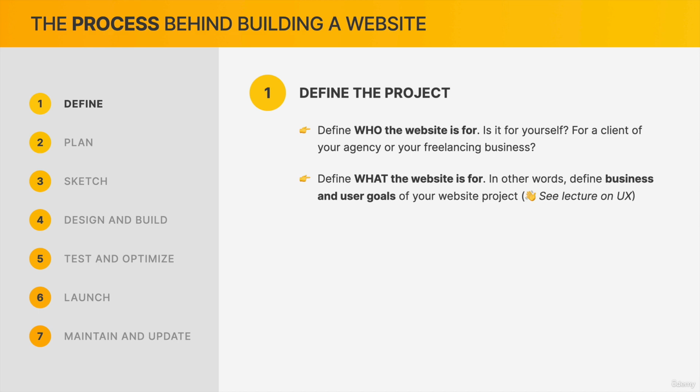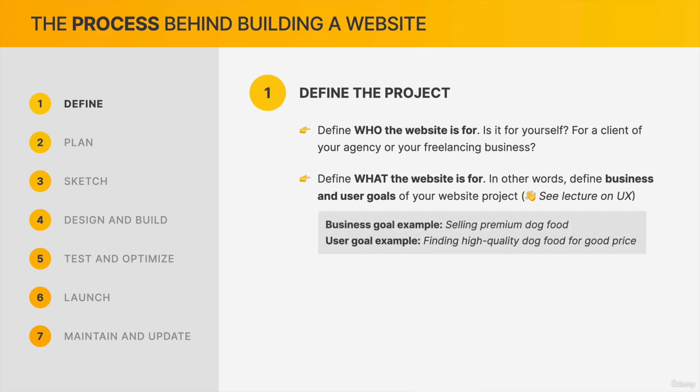So let's take as an example a company that produces premium dog food. So when this company sets out to create a new website, their business goal will probably be to sell that premium dog food, right? Now, on the other hand, when the user visits this website, their goal will probably be to find high quality dog food and also find it for a good price. So you see, this is just something very simple, but it's still important to have this defined.